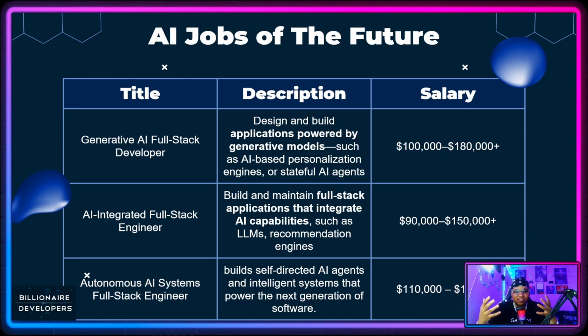An automation AI systems full stack engineer builds self-directed AI agents, as I just mentioned, and intelligent systems that power the next generation of software. Technically, this means that a lot of processes are going to be automated, right? If you have a client and you need to send them an invoice, nowadays AI can generate an invoice for you. For instance, with a booking system, if a client tries to book a session with you, AI can do that on your behalf. As I said, guys, this is just a small list of what's happening next.